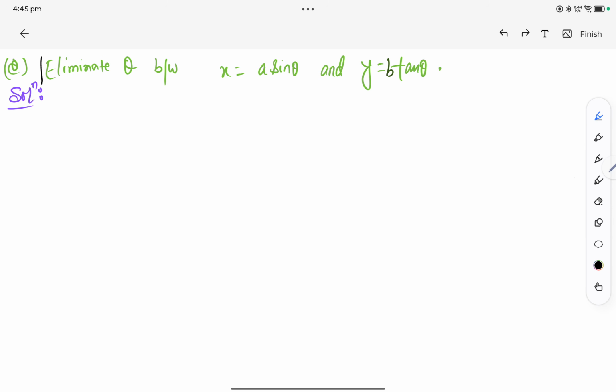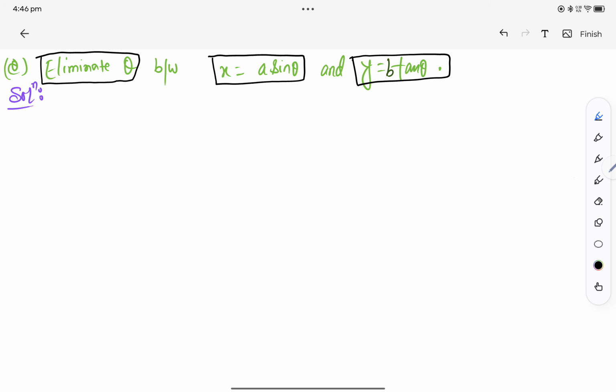In this question, we have to eliminate theta between x is equal to a sin theta and y is equal to b tan theta. So, what do you mean by elimination of theta? Elimination of theta between these two variables, that is x and y, is to find a relationship between x and y such that it is independent of this theta.